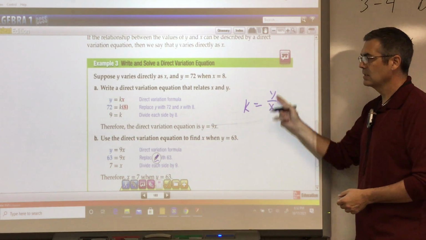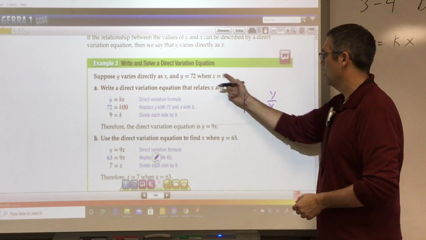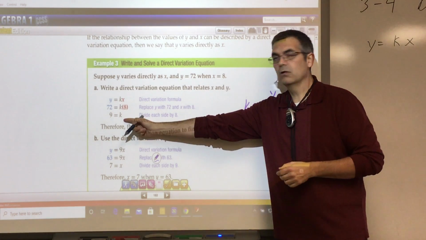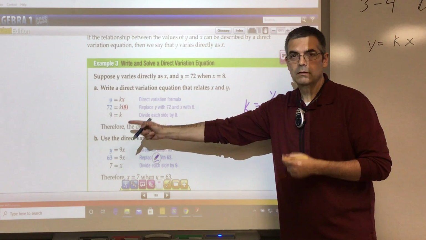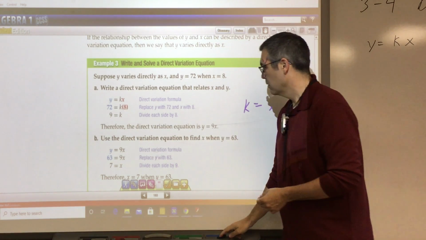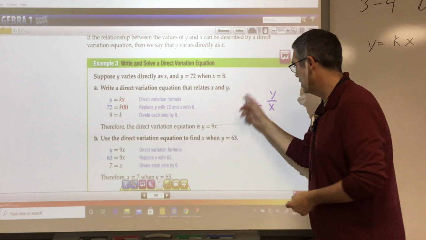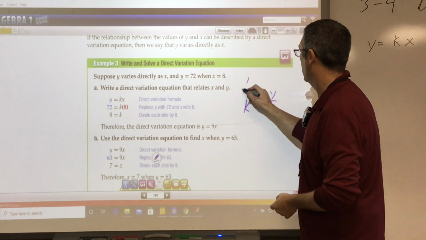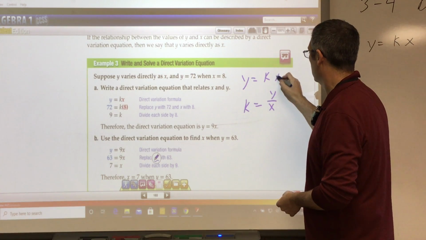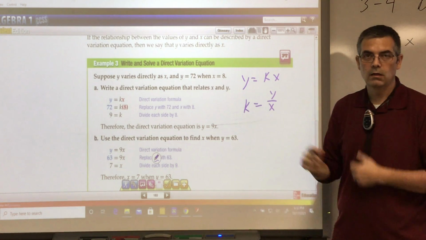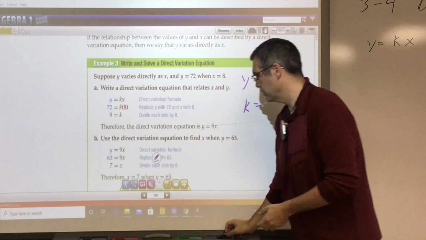And that's the same thing as this. You could put it 72 over 8, and it would still have gotten you the 9. That's what you're looking at there. Okay, so be aware of that. This is really important to understand: this and this are the same thing, and understand how they relate to each other.